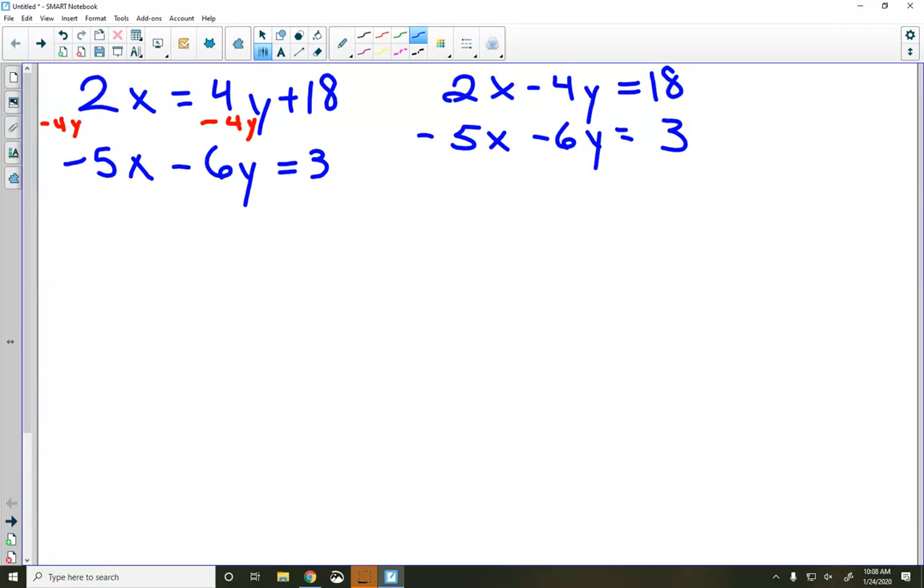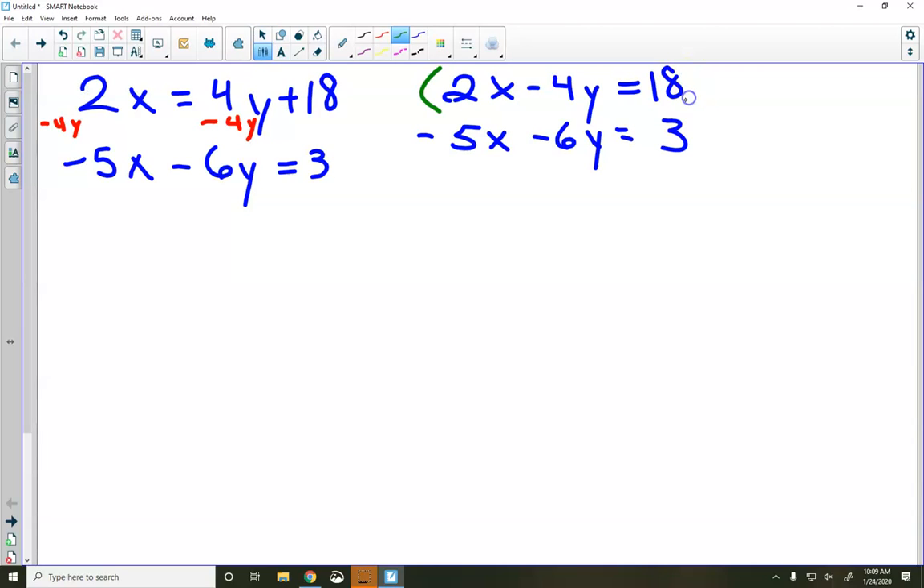So now I look at this. I can't add or subtract these right away because I have no coefficients that are the same or opposites. I can't multiply just one of the equations because there's no way I can get 2 to be 5 or 5 to be 2 or 4 to be 6 and 6 to be 4 with simple multiplication. So I'm going to try to get rid of either the x's or the y's. I'm going to try to get rid of the x's.